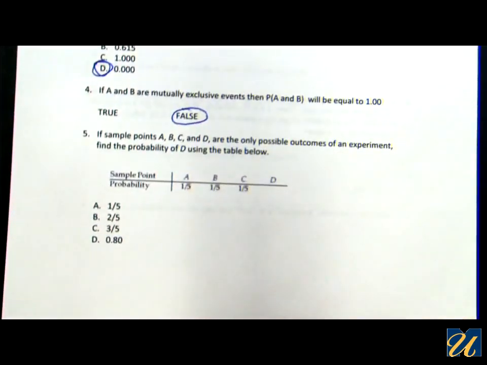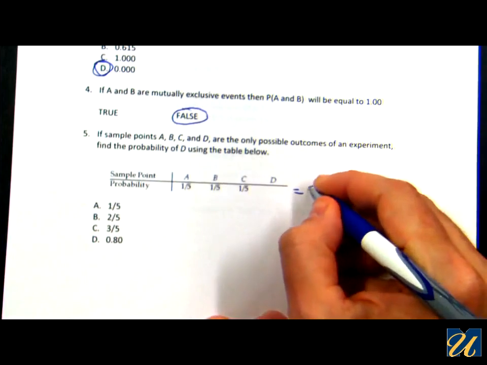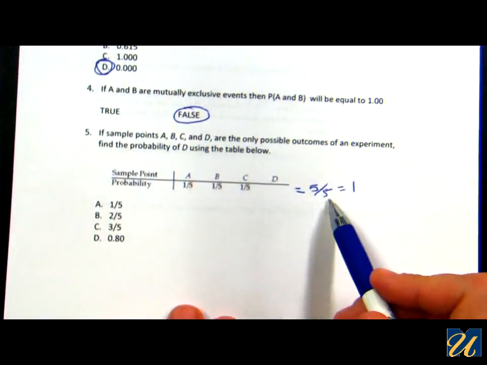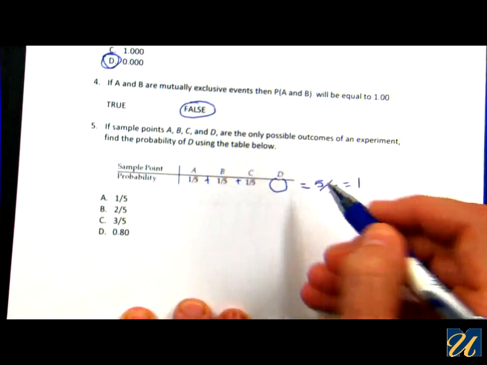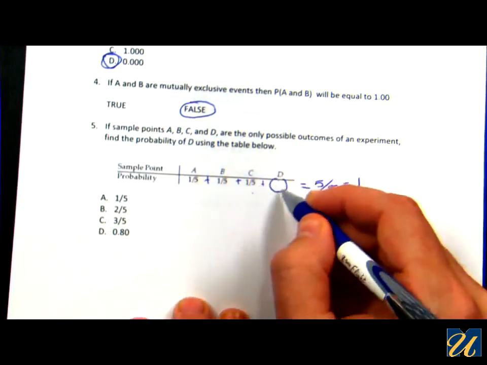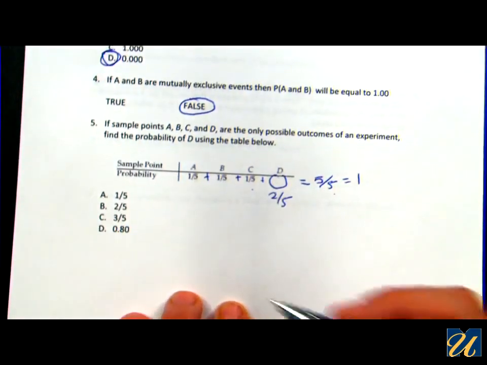If sample points A, B, C, and D are the only possible outcomes of an experiment, find the probability of D using the table below. Since these are the only possible outcomes, we know that if we add the corresponding probabilities, they will have to add up to 1, 5 over 5. So 1/5 plus 1/5 plus 1/5, 3/5. So the remaining one should be 2/5 to give us the 5/5 that we should have. So the correct answer is B.